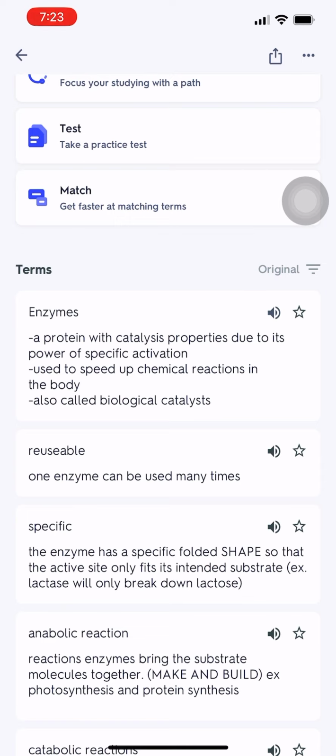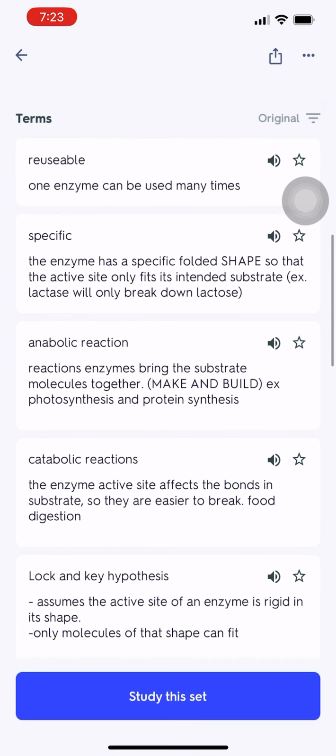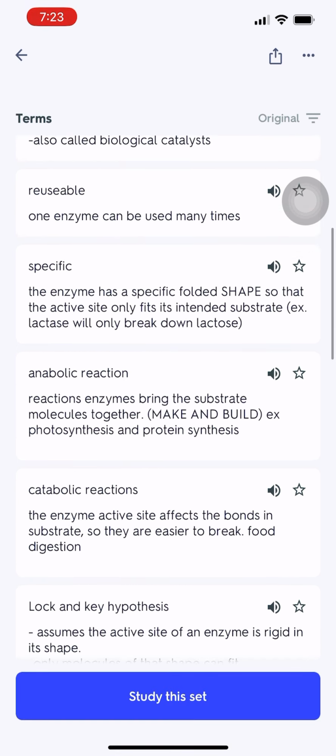Enzymes, a protein with catalysis properties due to its power of specific activation, used to speed up chemical reactions in the body, also called biological catalysts. Reusable: one enzyme can be used many times. Specific: the enzyme has a specific folded shape so that the active site only fits its intended substrate.